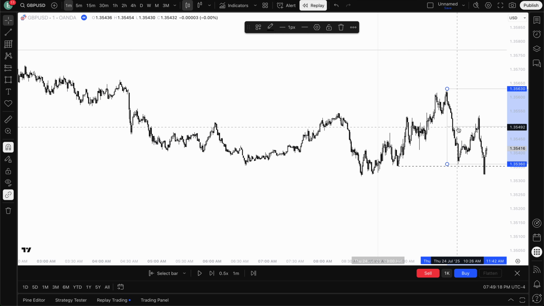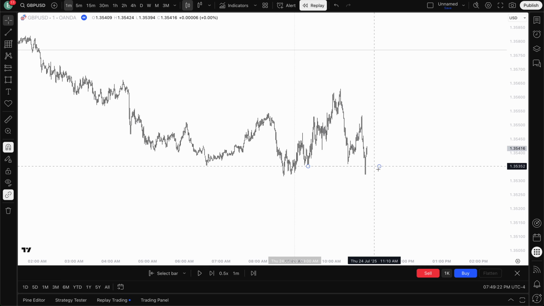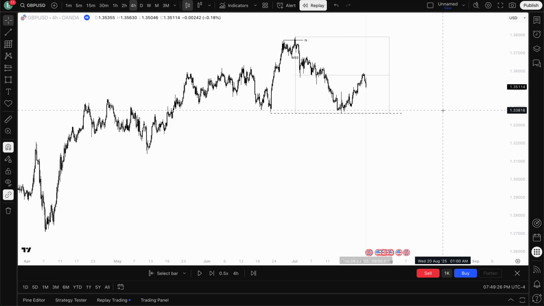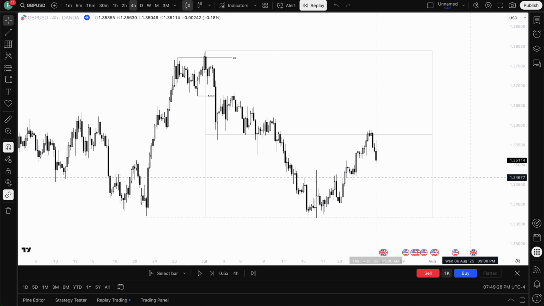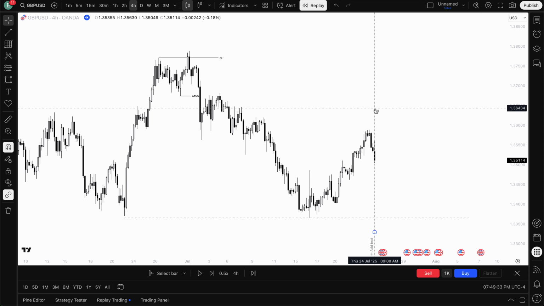So everybody thinking, oh, it's a scam, it's just zooming in to see the anatomy of a higher time frame candle. That's all it is. Don't overcomplicate it.